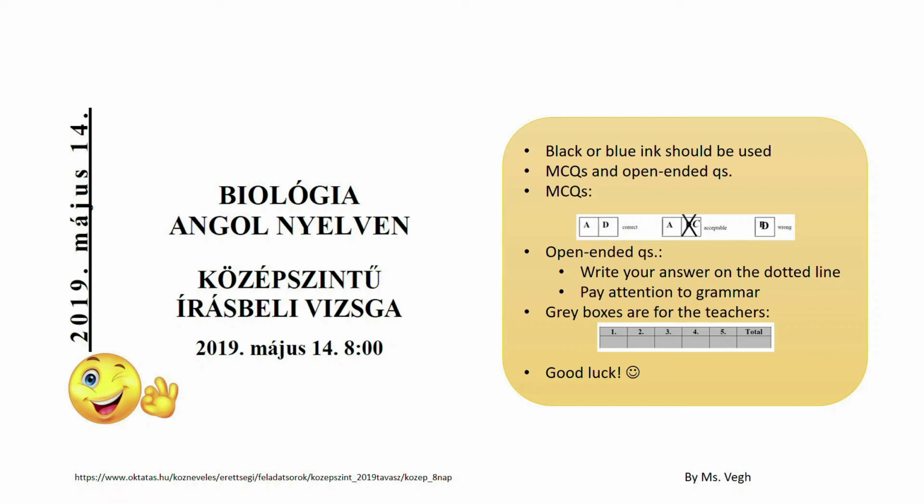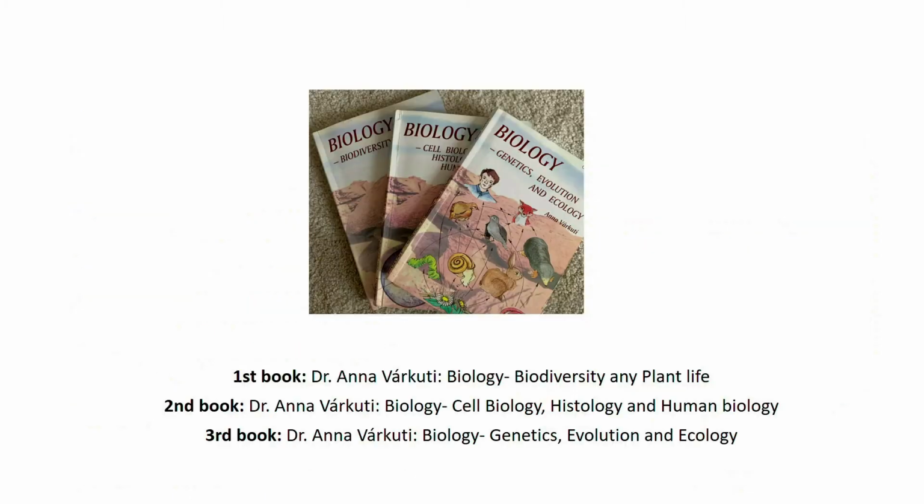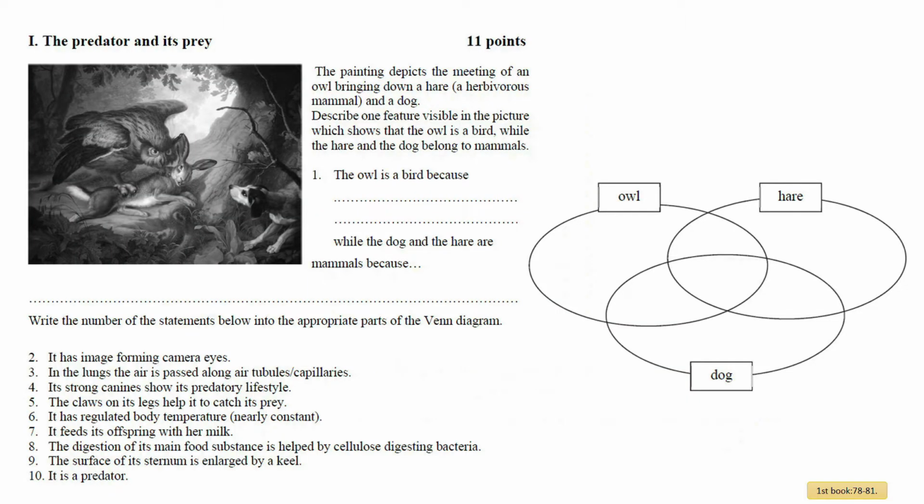Hello everybody! In today's video we are going to solve the 2019 Standard Level Biology Final Exam paper. Like in some of the previous videos, I'm going to indicate the textbook's related pages in a yellow box on each slide. And let's start the first exercise, which is entitled The Predator and its Prey.